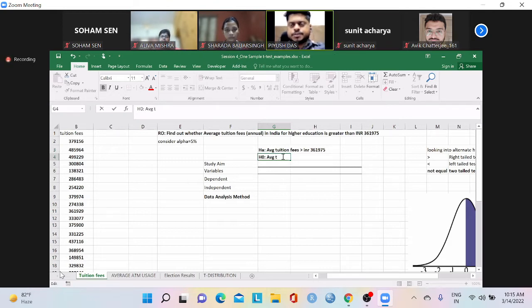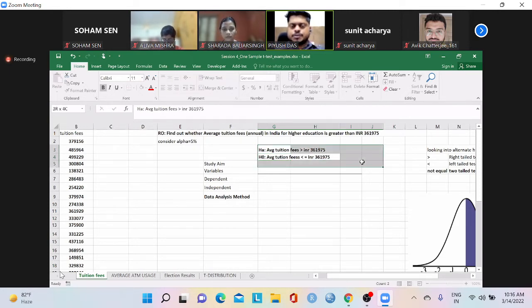So depending upon your research objective, it is not always true that the null hypothesis will be less than. Because my research objective is to find out whether it is greater than a certain number, my null hypothesis will be less than or equal to INR 361,975. So this is the first step, which is basically 2 marks.